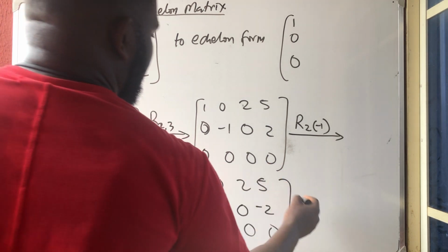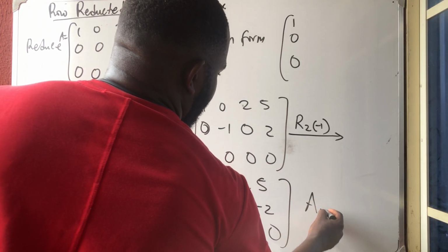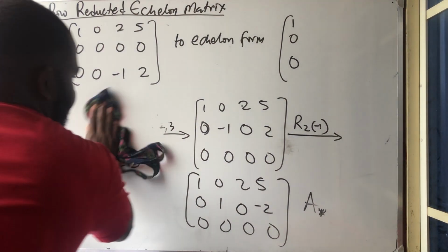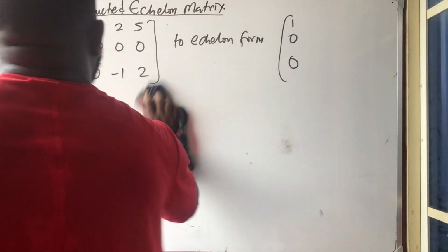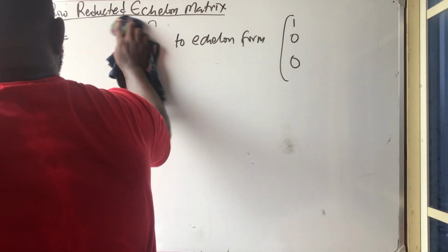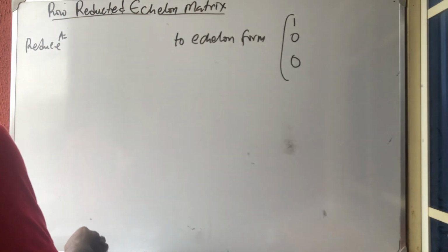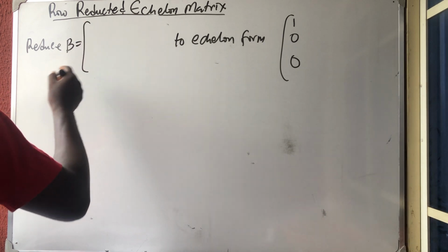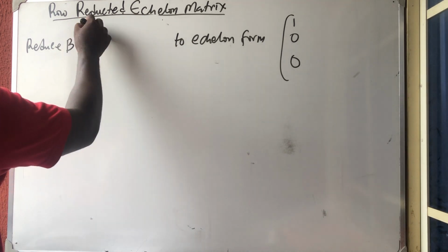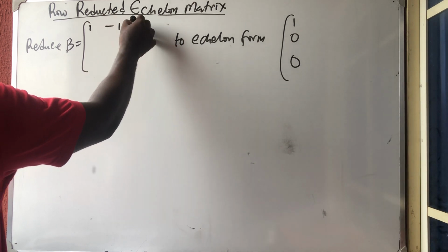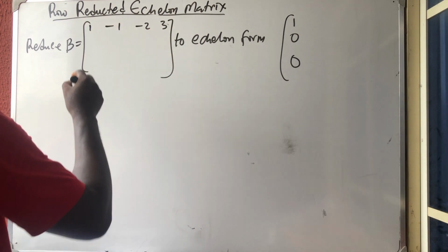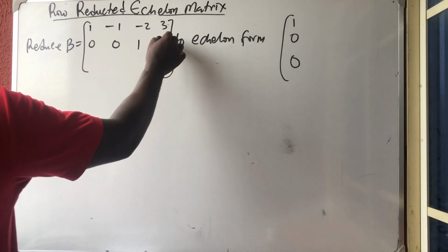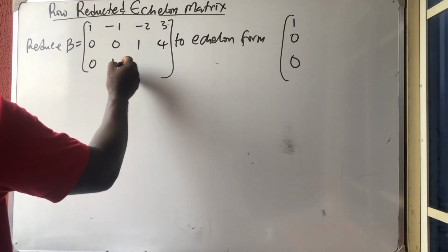So if this is A, we call the echelon form A star. Okay. So let's take another example. Another example said that B is equal to 1 minus 1 minus 2 3. Okay, then 0 0 1 4, then 0 1 2 1.